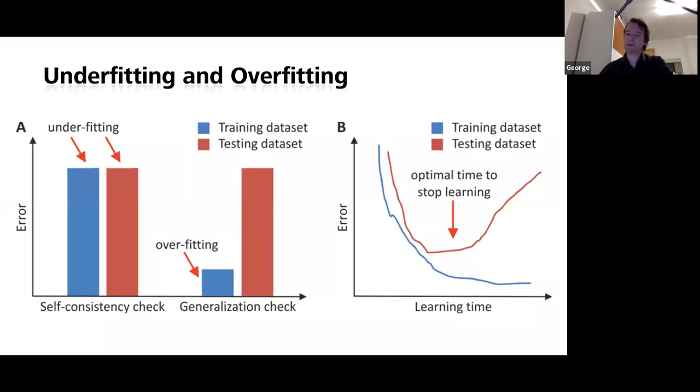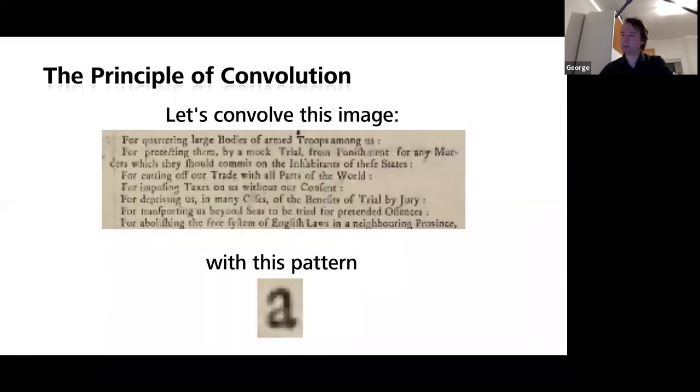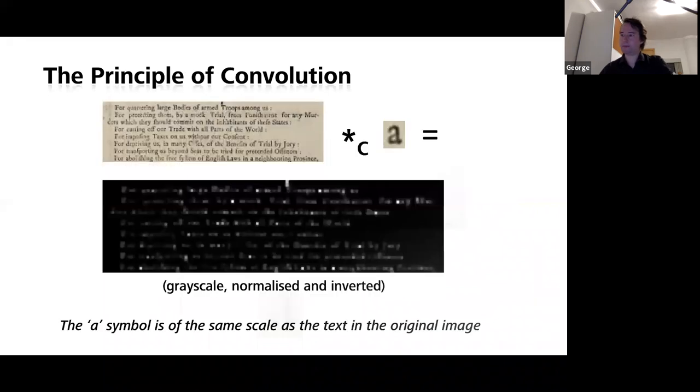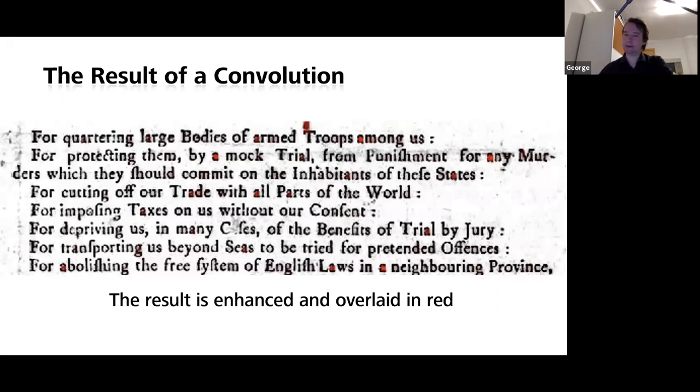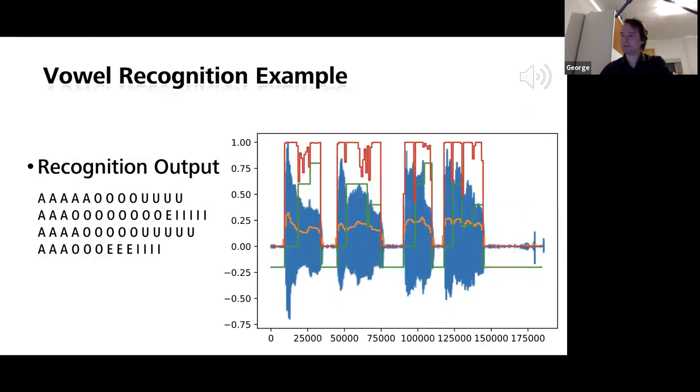Then at some point, I'm going to explain briefly what convolution means and how you, for example, find letters in a graphical text, like in this case, letter A. And then at the end, there will be this vowel detection example. There are some audio files there with me being very silly, pronouncing all different types of vowels, and that also we're going to go through.